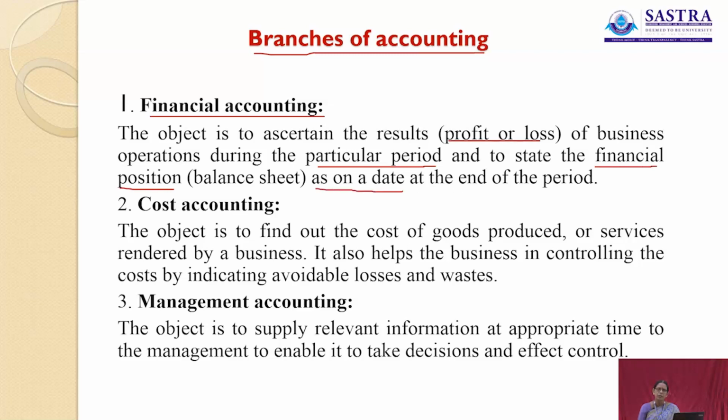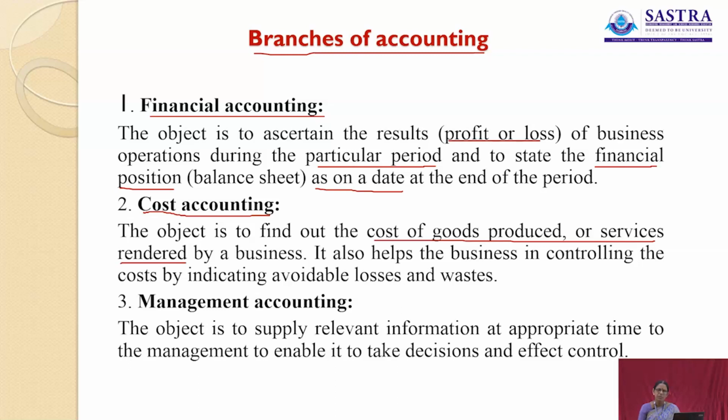So, whenever the balance sheet is prepared, it is on a particular date. It is on 31st March. So, on 31st March, what are the total liabilities? What are the total assets a business owns and owes? Next is cost accounting. The objective is to find out the cost of goods purchased, goods produced and services rendered by the business.